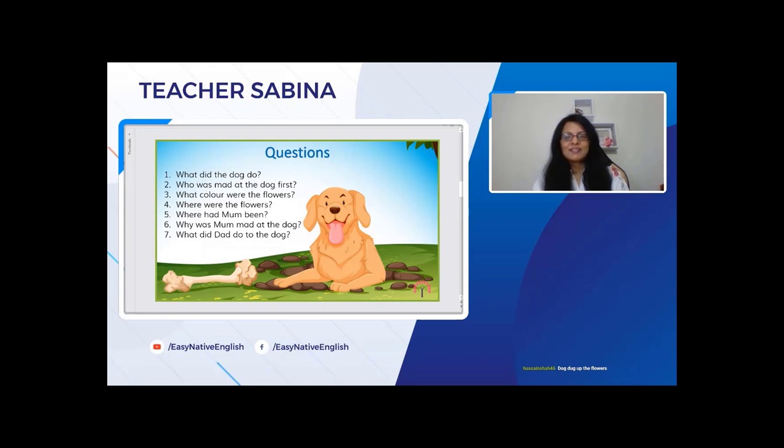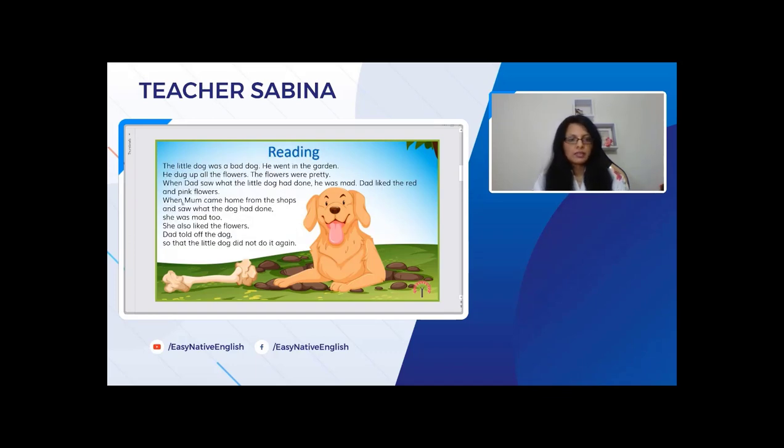Yes, the dog dug up the flowers. Brilliant. Okay, so that was the problem. So who was mad at the dog? So if I go back to the text, maybe you can work out who was mad at the dog. Dad was mad at the dog first. Brilliant. Okay, so the next question.